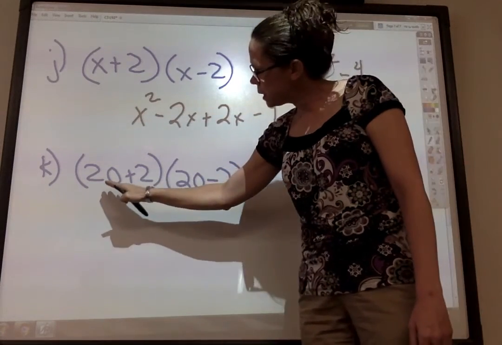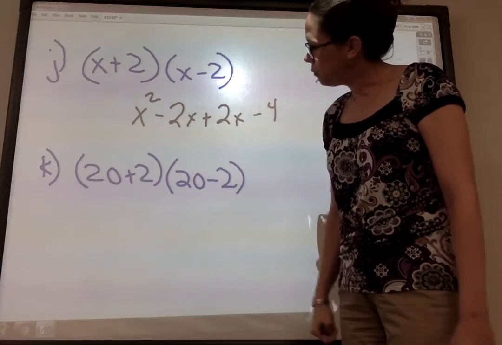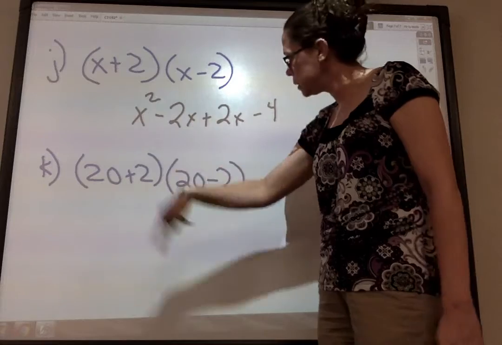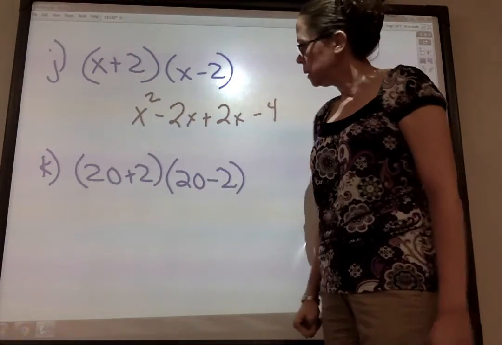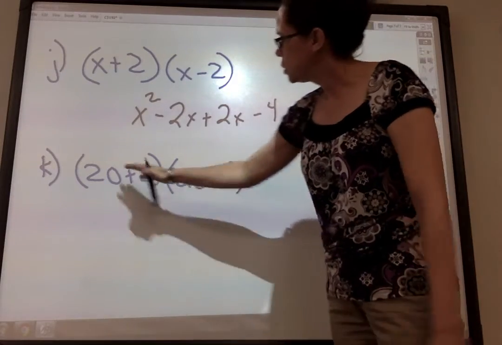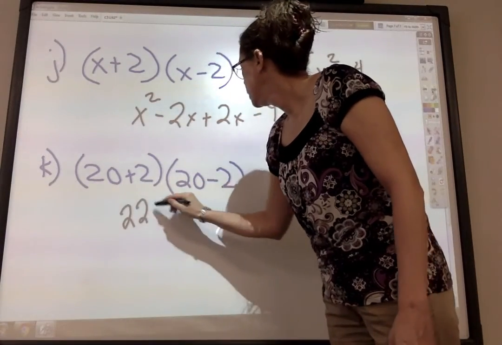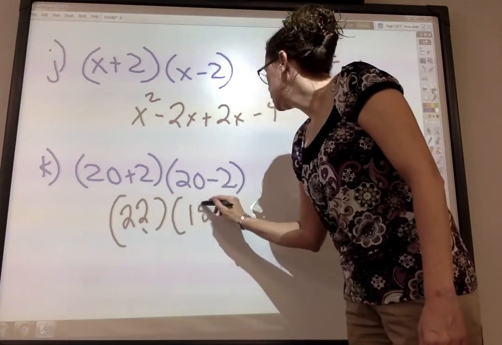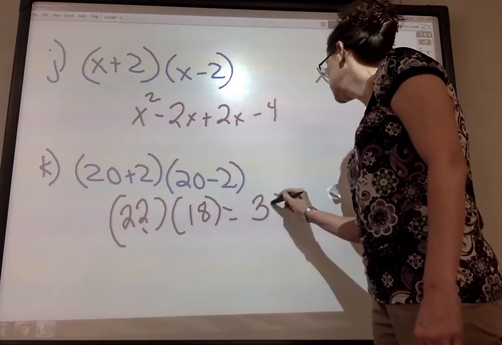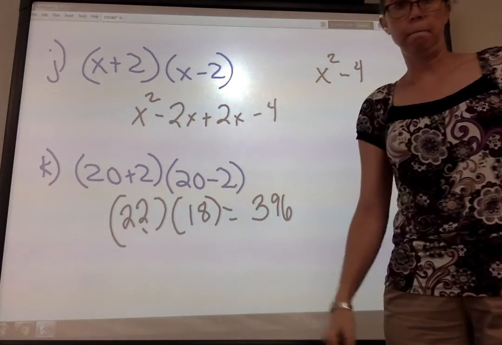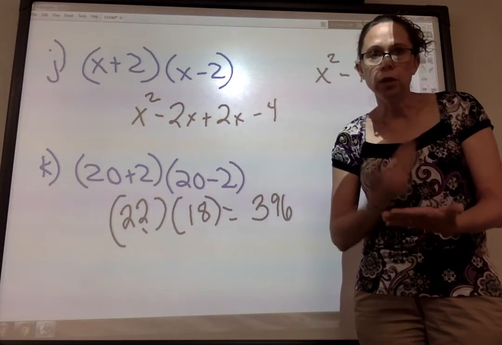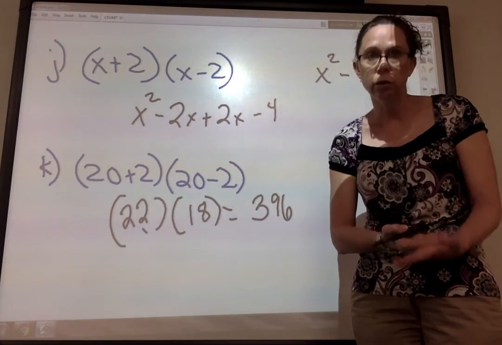Okay, on this last one, if I saw this, I would probably go ahead and work out what's in parentheses before I did all this distributing, okay? FOIL is kind of like repeated distribution over and over. So I would say 22 times 18, and that would give you a result of 396. Okay?